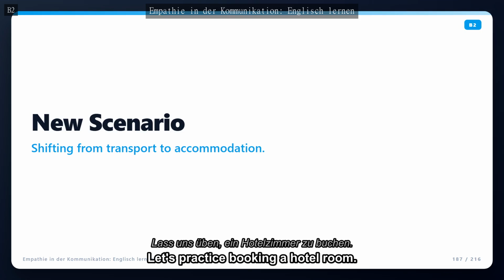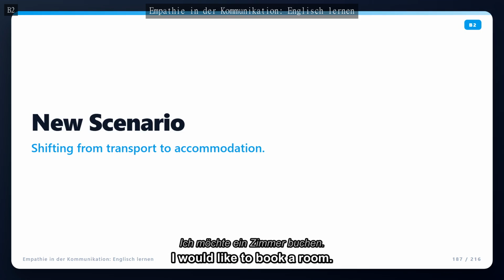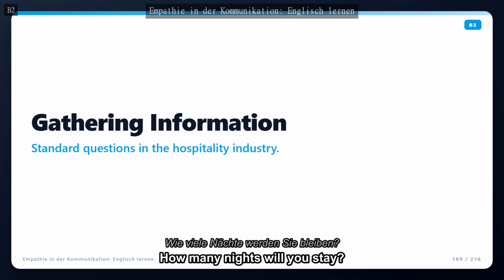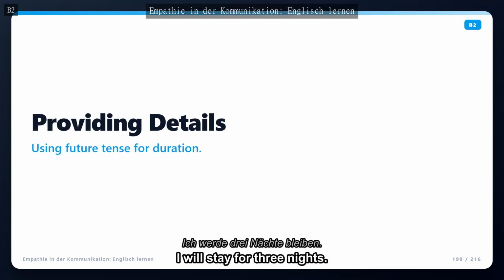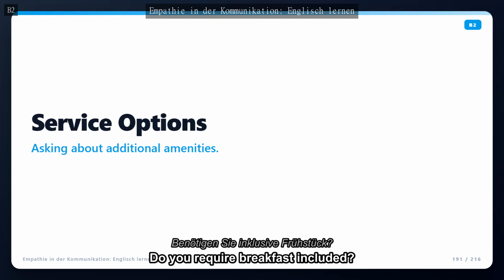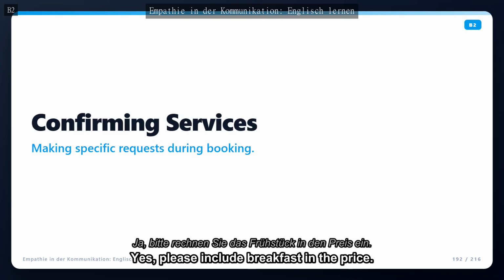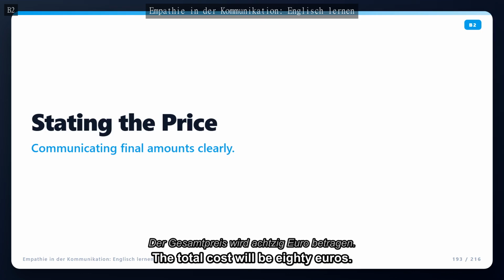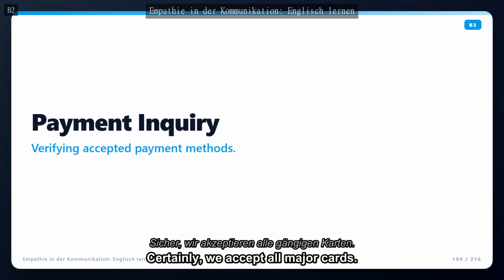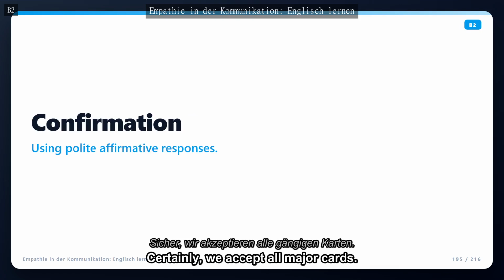Let's practice booking a hotel room. I would like to book a room. How many nights will you stay? I will stay for 3 nights. Do you require breakfast included? Yes, please include breakfast in the price. The total cost will be €80. Can I pay by credit card? Certainly, we accept all major cards.